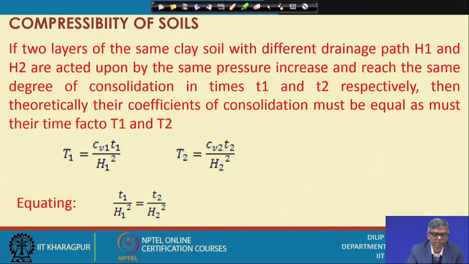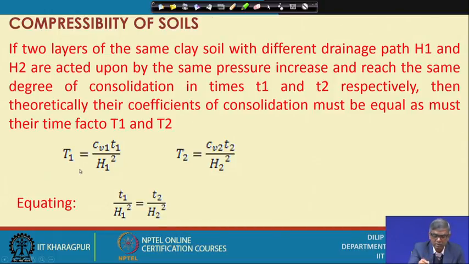Now, suppose two layers of the same clay soil, but with different drainage conditions and so different drainage paths H 1 and H 2, are acted upon by the same pressure increase and reach the same degree of consolidation in times t 1 and t 2. So, the drainage path and thickness of the layer are different, but the soil is the same and the degree of consolidation is the same. Obviously, the time will not be the same. Theoretically, how will the relationship be between t 1 and t 2?